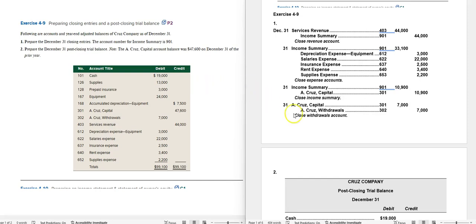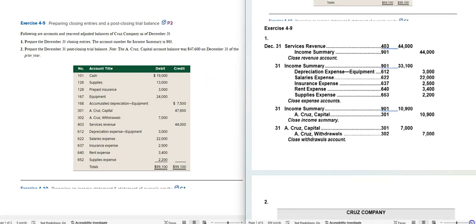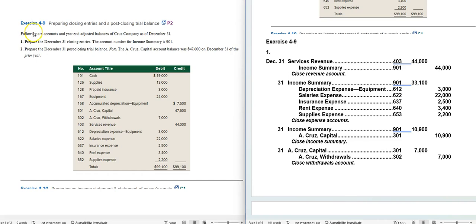right are the solutions. So taking a look at the problem, these are the accounts and year-end adjusted balances of Cruise Company as of December 31st. This is the adjusted trial balance, right? These are the adjusted balances. So that right away tells me that these account balances reflect all of the normal day-to-day business transactions throughout the year. They've already been recorded. Account balances have been updated.